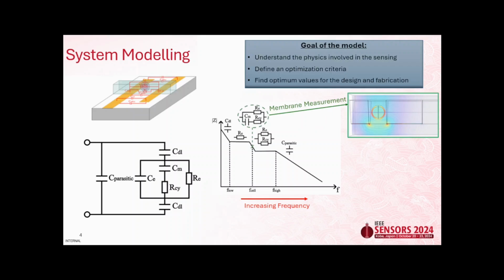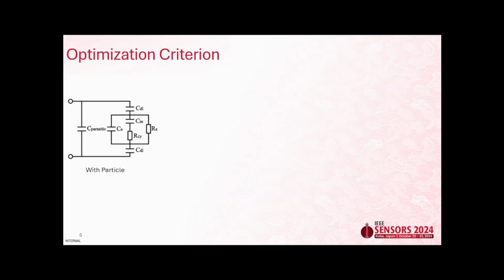With increasing the frequency more, the membrane will be short-circuited, and then we are able to measure the cytoplasm. And with more increase in the frequency, at very high values of the frequency, the parasitic effect will be measurable. So here is again the equivalent circuit that you saw in the previous slide.